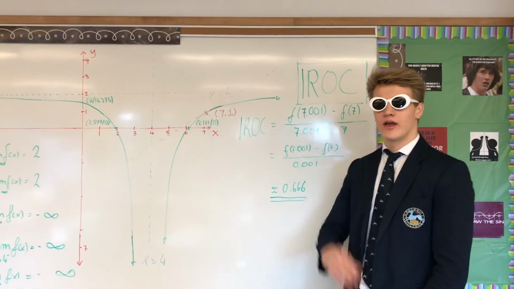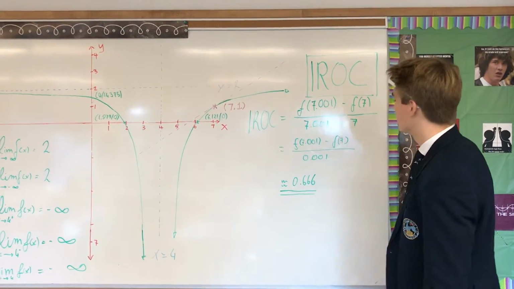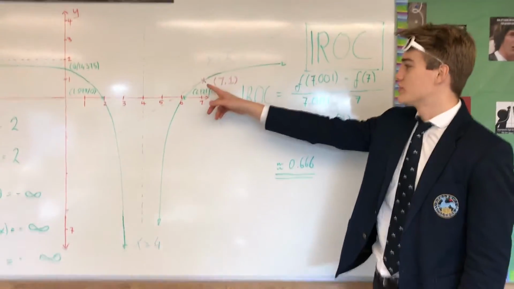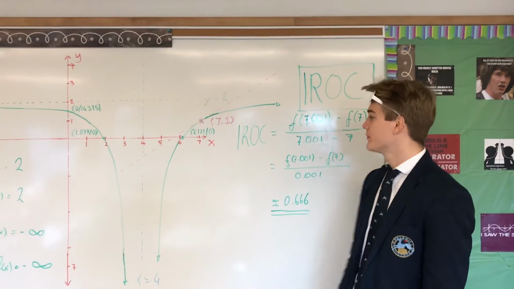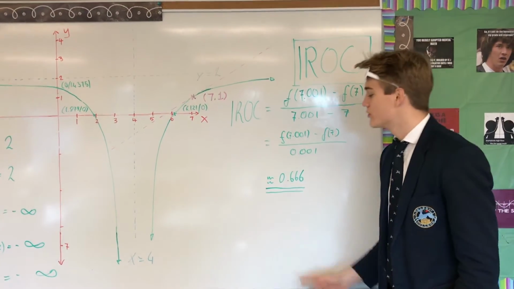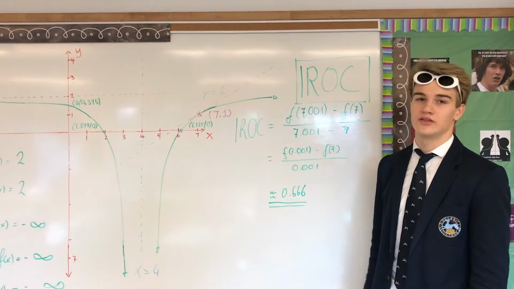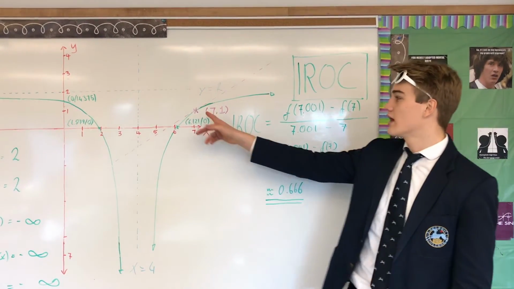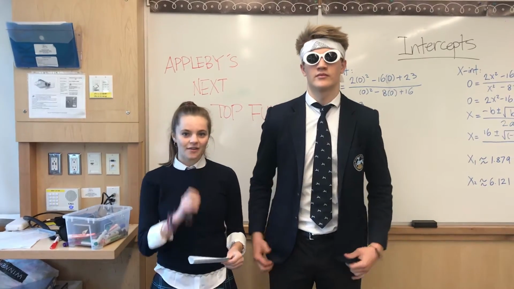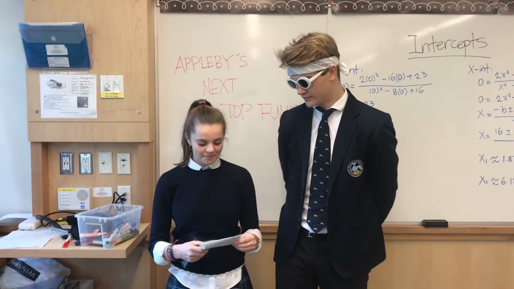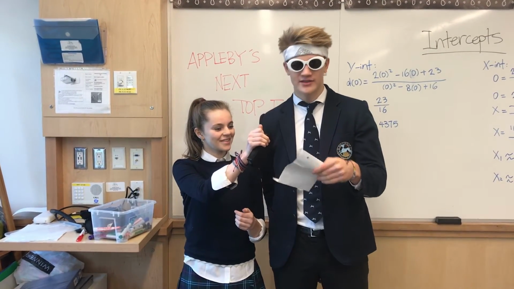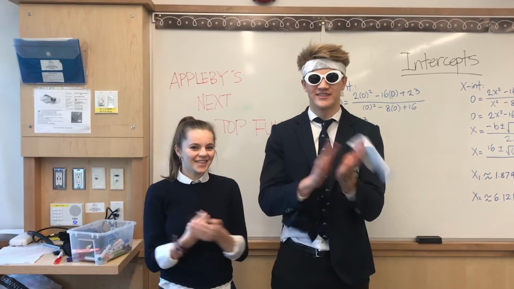Okay, now we're going to take a closer look at the IROC. For the IROC, we chose a point at 7 and 1. So if we put in our IROC function, we get that the instantaneous rate of change is 0.66 at 7.1 and 7.001. Yeah. And the winner is d of x.